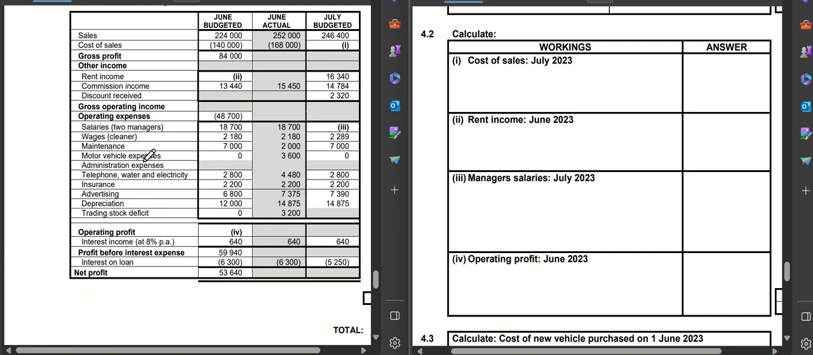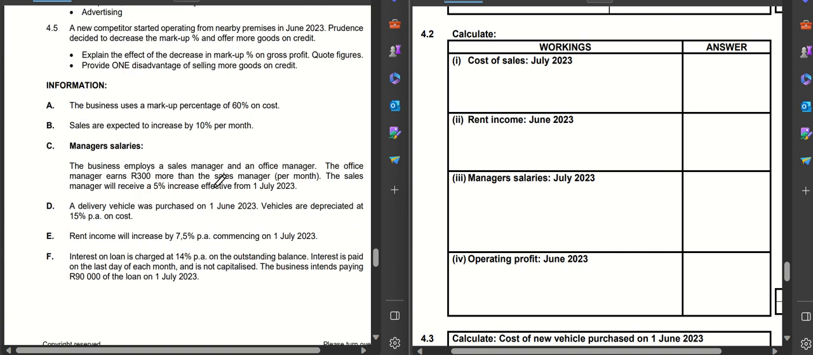So to begin with, our number 1, we are calculating cost of sales. And if we come here, you will see information A, which says the business uses a markup percentage of 60%. So this one would be an easy calculation because you are calculating cost of sales. If you're calculating cost of sales, you are simply trying to get the 100. So what you want is your 100 and what you have is your 160. That is your cost of 100 plus the markup 60. So it's 100 over 160.